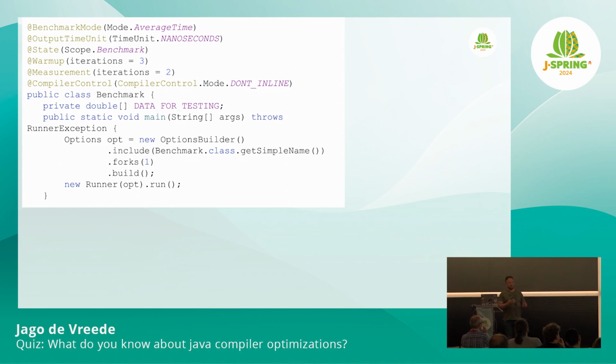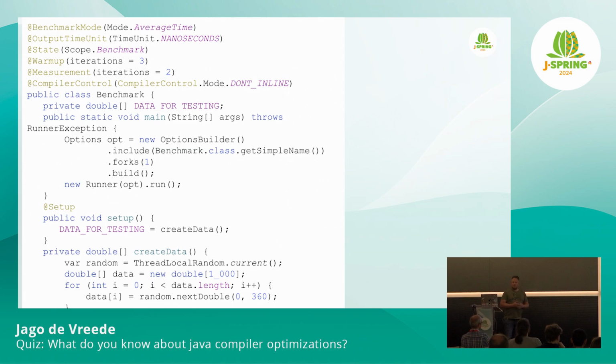Sometimes 3 iterations is not enough, so usually around 5 warm-up iterations can give good results. Same thing goes with measurements. Measuring once is not good enough. Measure at least 3 times, preferably 5, but it's going to take a long, long time. And you can give it some compiler control. So let's say we don't want to inline some methods. You can actually tell the benchmarking harness to not do that.